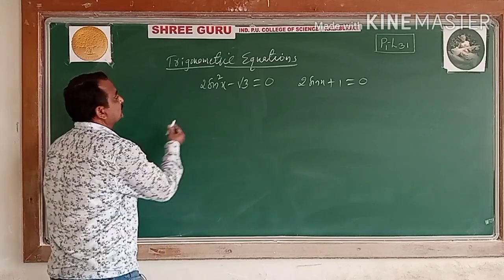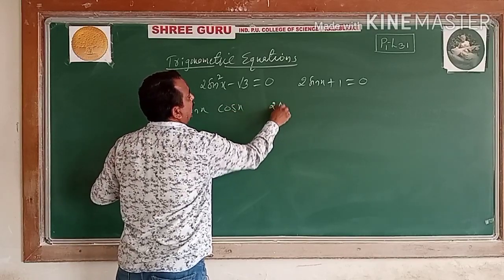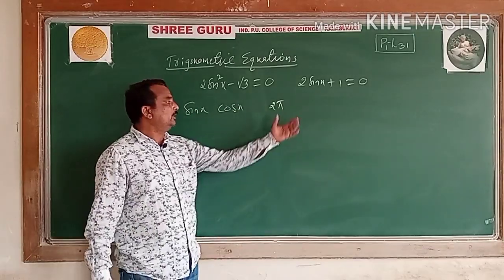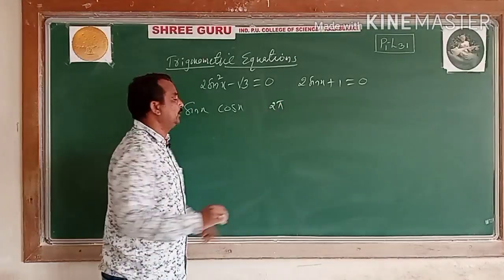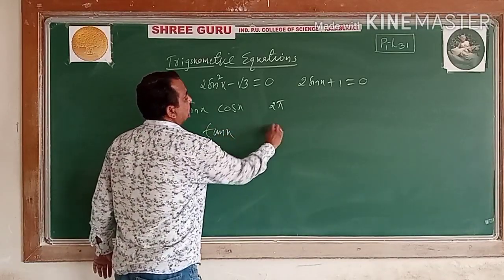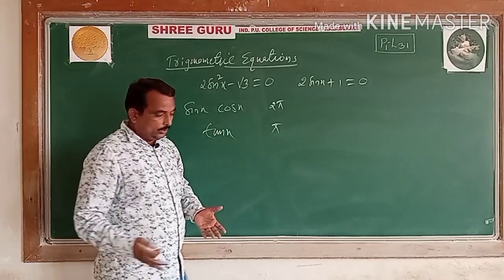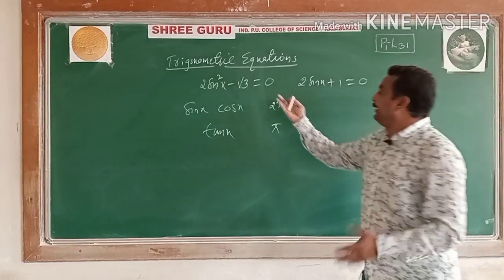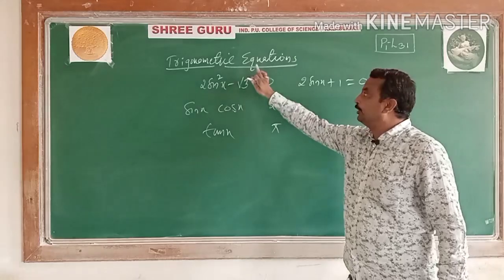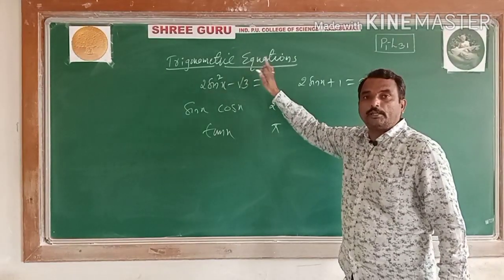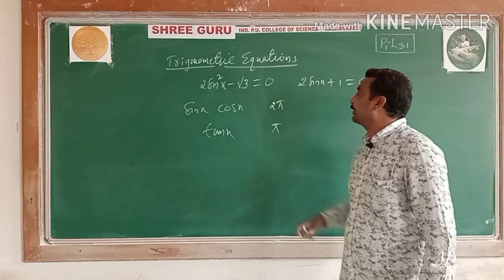Now let us see, you know that sin x and cos x values repeat after every 2 pi interval. You have seen in the graph, they repeat after every 2 pi interval, whereas tan x also repeats after the interval of pi. So finding the solutions of such trigonometric equations, you get the meaning of trigonometric equations: an equation which involves the trigonometric functions of variables is known as a trigonometric equation.